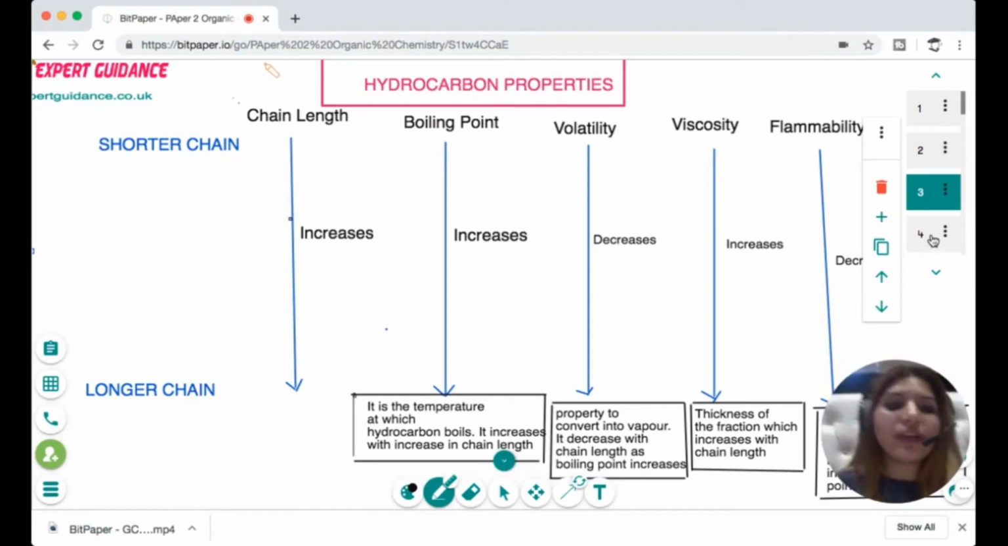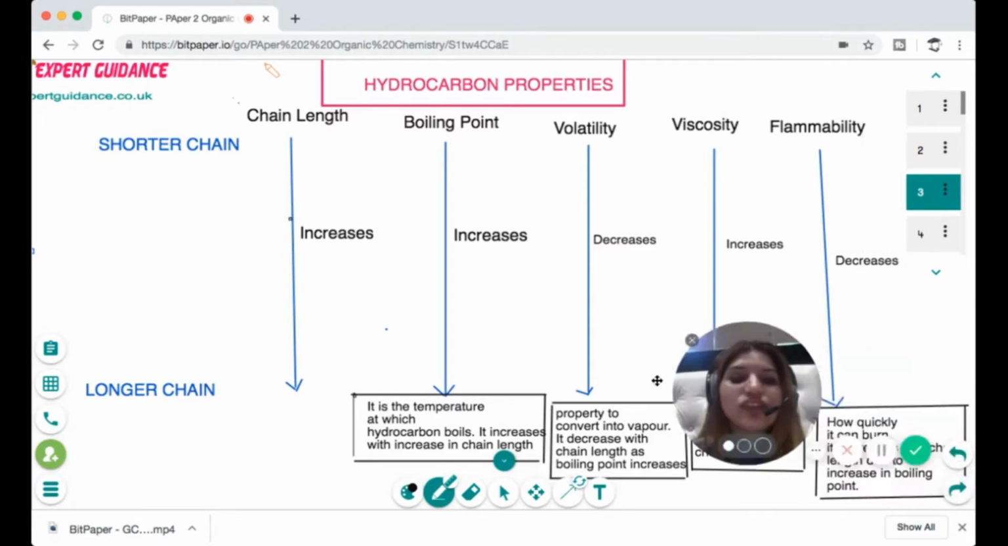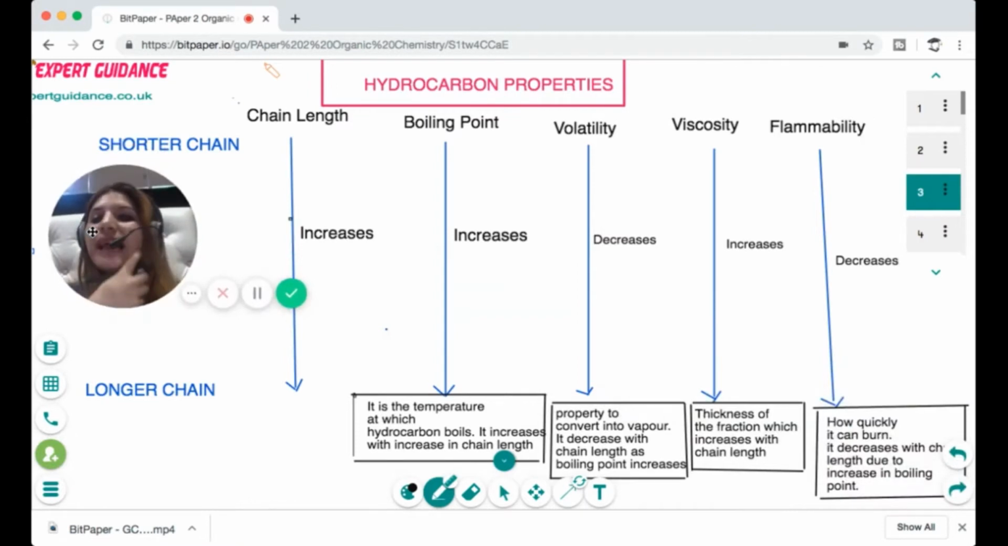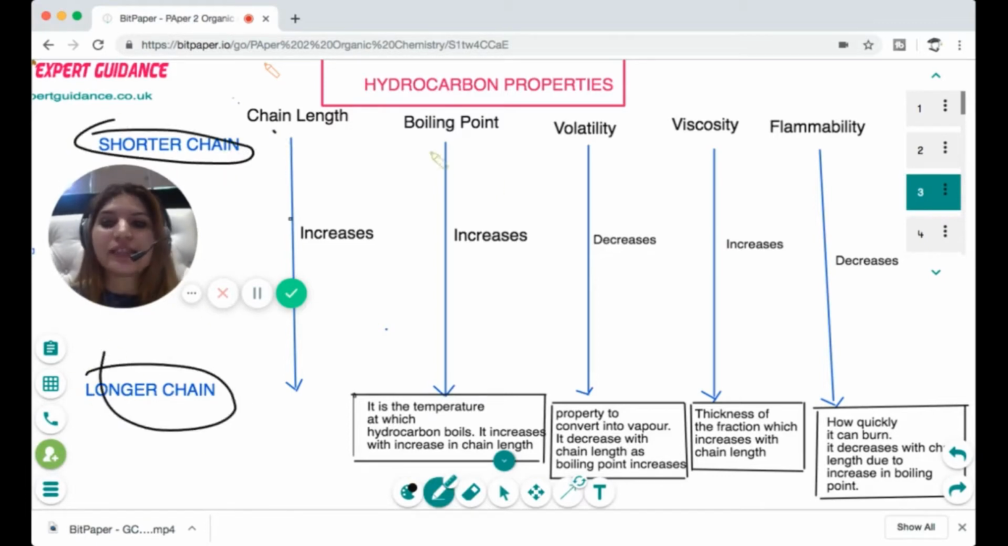Now, before we come to fractional distillation, let us see what the different properties are that each of the components of the crude oil has. Now, the properties of the crude oil depend on the chain length. So, if the chain length increases, the boiling point increases. Now, what is the boiling point? It is the temperature at which a hydrocarbon boils. It increases with increase in chain length. Why? Because the greater the chain length, the greater the surface area between the molecules, and the higher the boiling point.